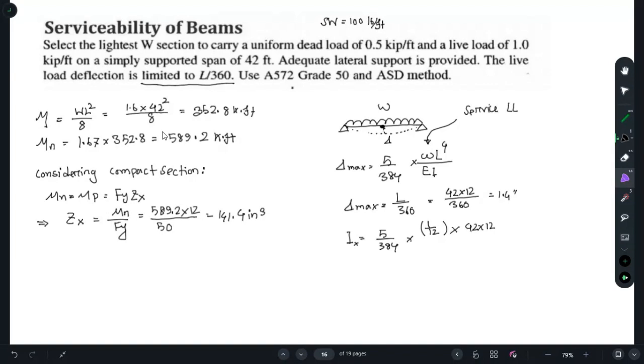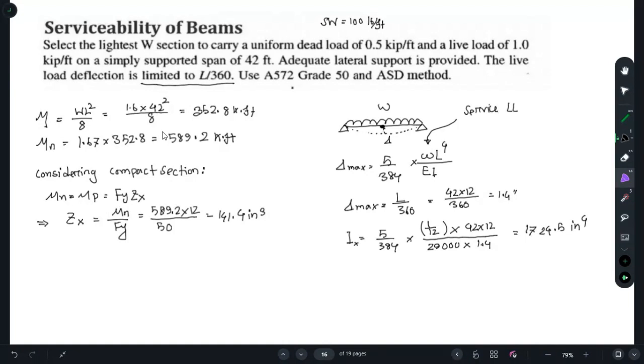We will convert it to inch, and you have the E value which is 29,000, and you will have delta in place of I because we cross multiplied, or the side was changed. So you have a delta max of 1.4. So from here you can find out the value of Ix, and the value would be 1724.5 inch to the power 4.